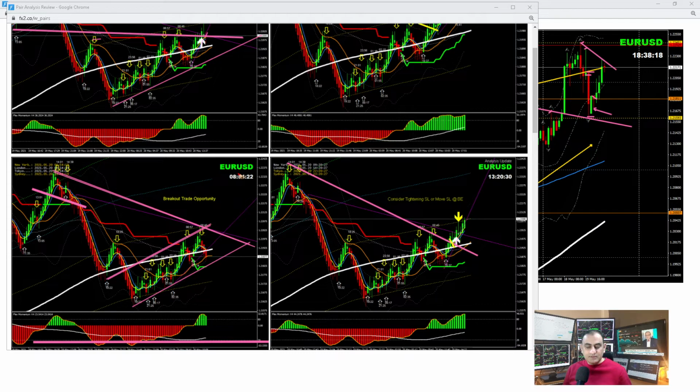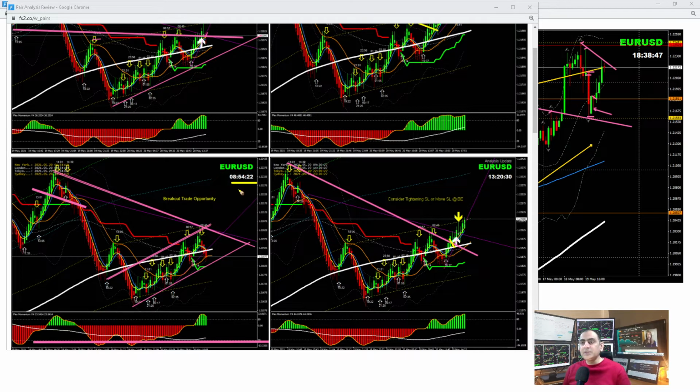Let me update. Yeah, so if you look, just before the London Open, I was expecting this breakout long trade. As you can see here, price nicely broke. As soon as the price hit this level, which is the first fib channel, that's what I explained to traders: it's time to consider tightening your stop loss, because we were expecting price might pull back here, and that's why we told traders to just tighten their stop loss.